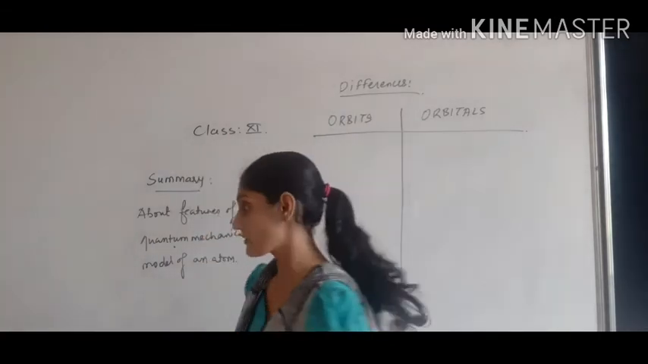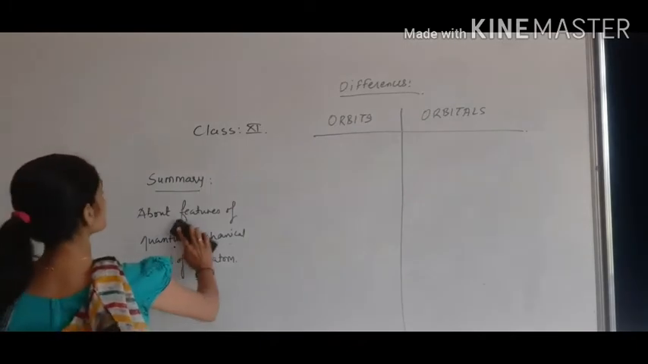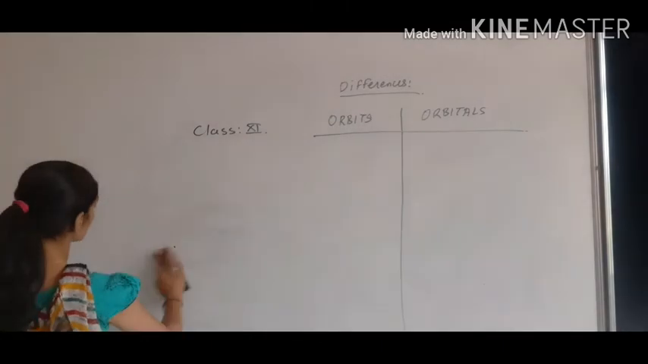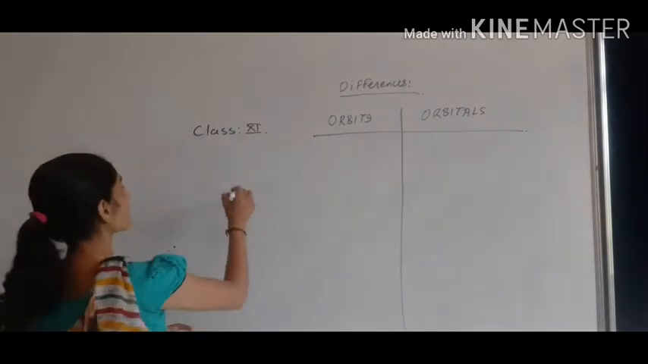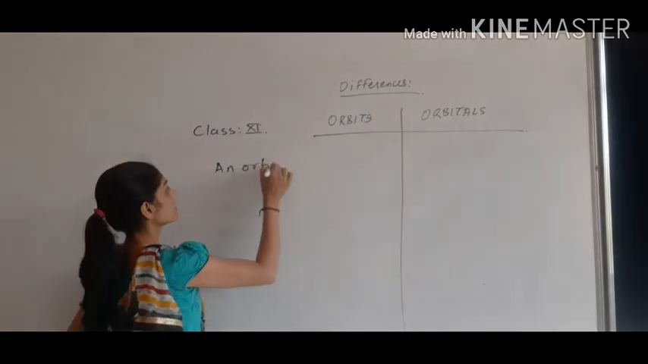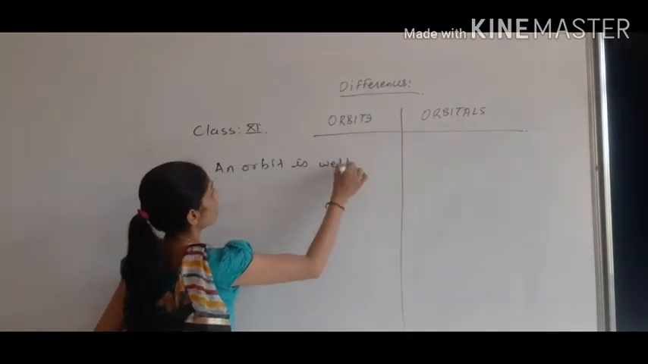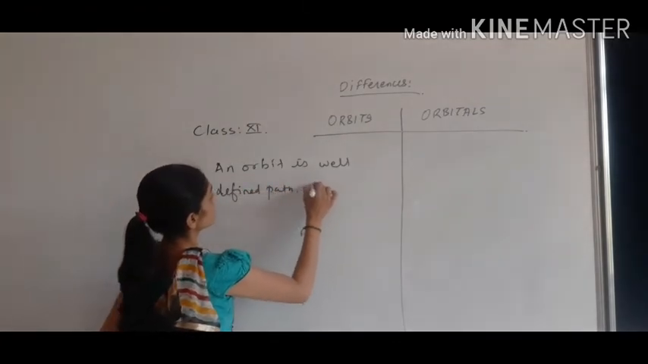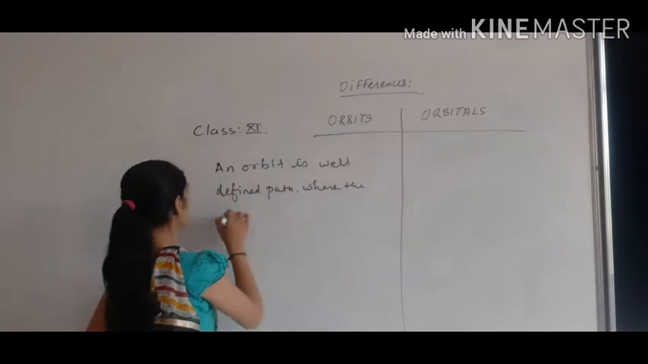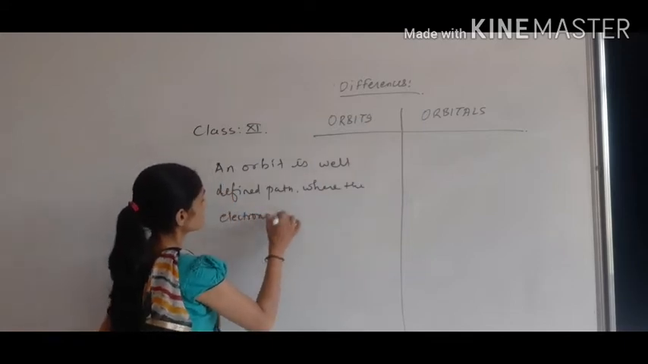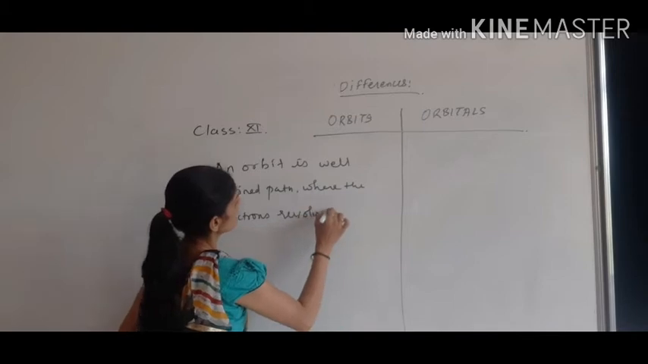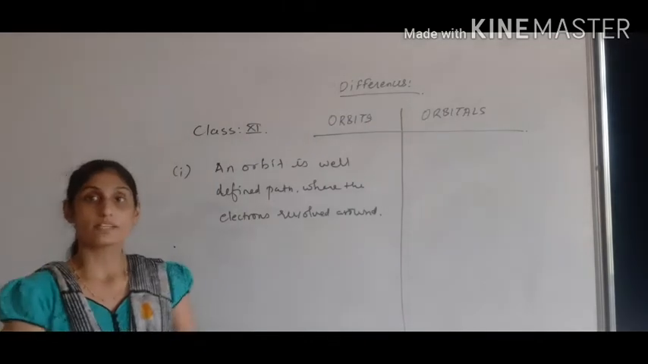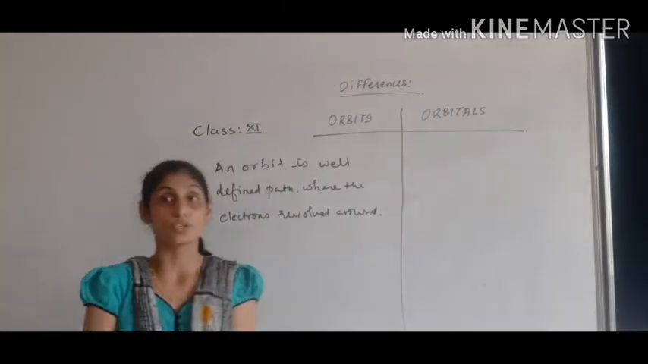So what is the first difference we are going to write? An orbit is a well-defined path where the electrons revolve around. So this is the very first point you can write about orbit. Orbit is known as the well-defined path where the electrons revolve around.